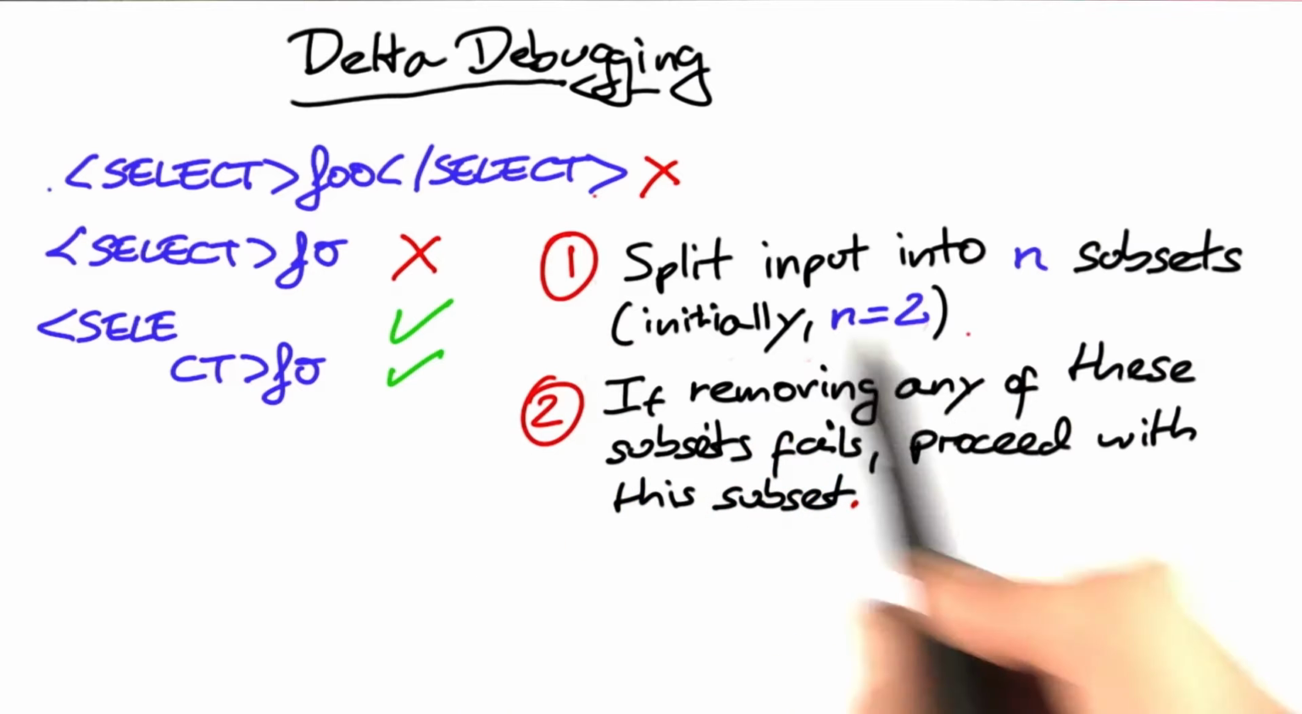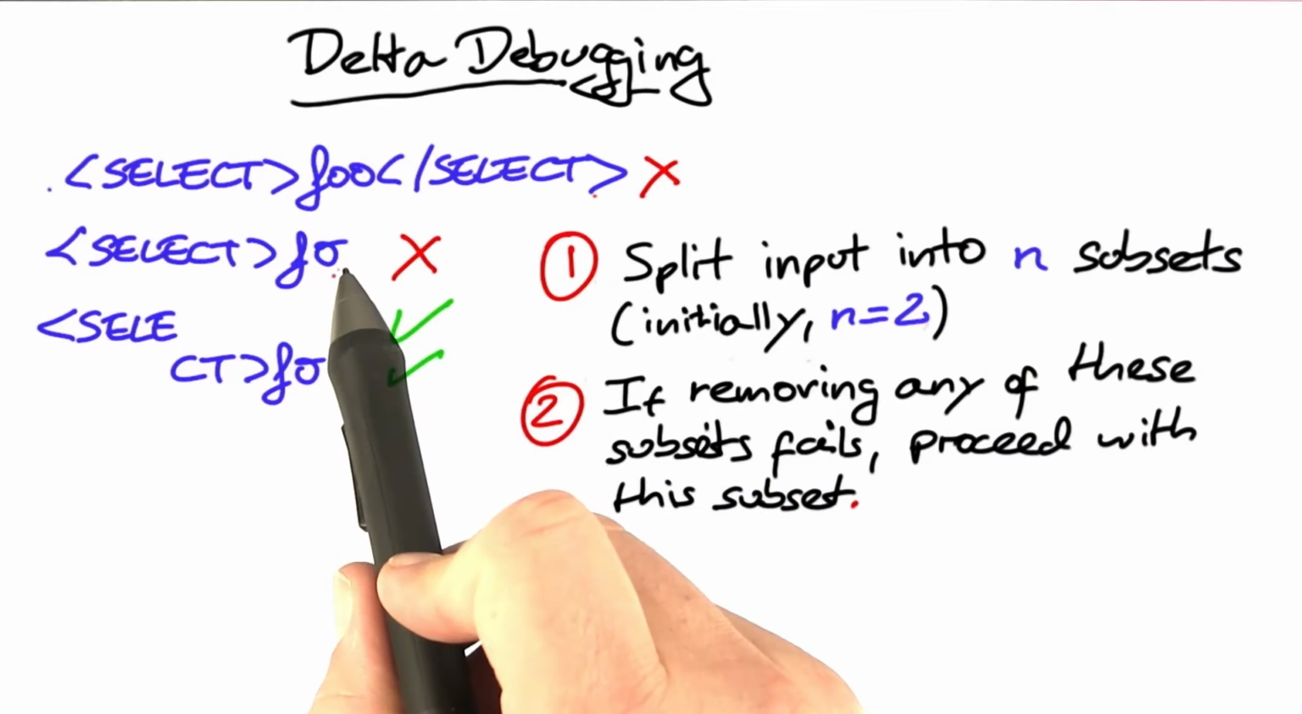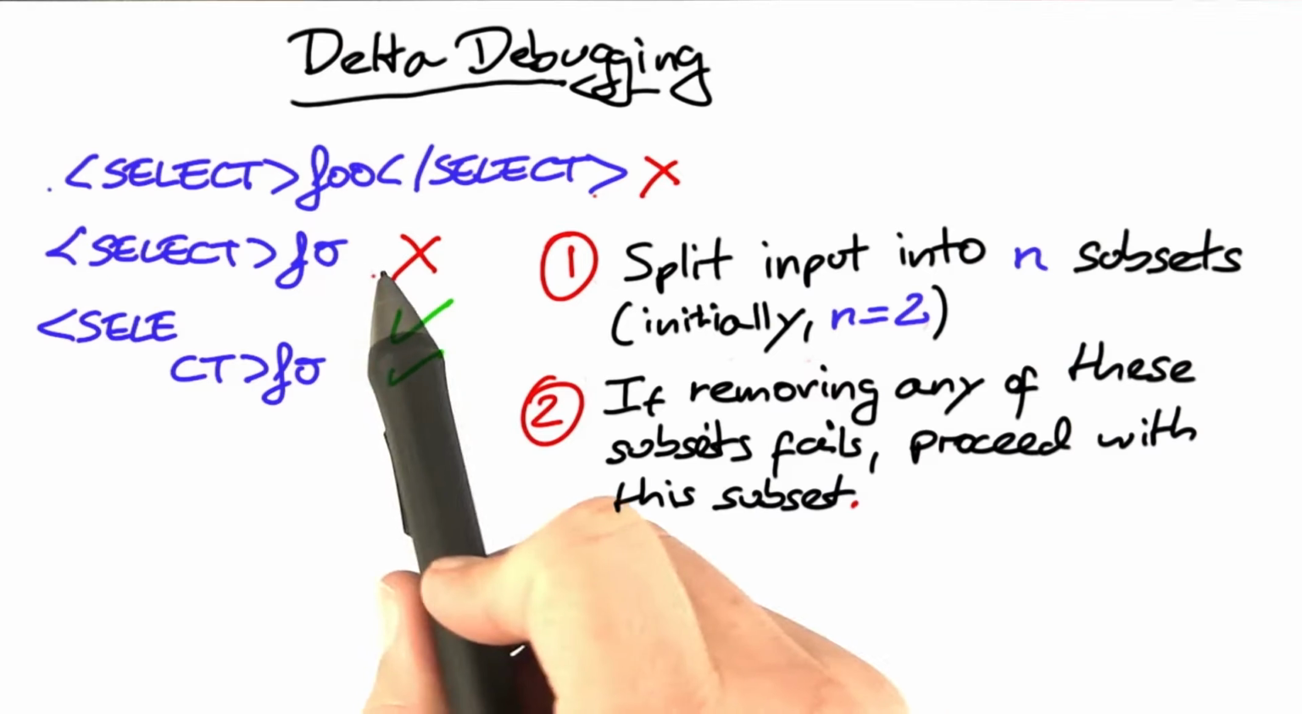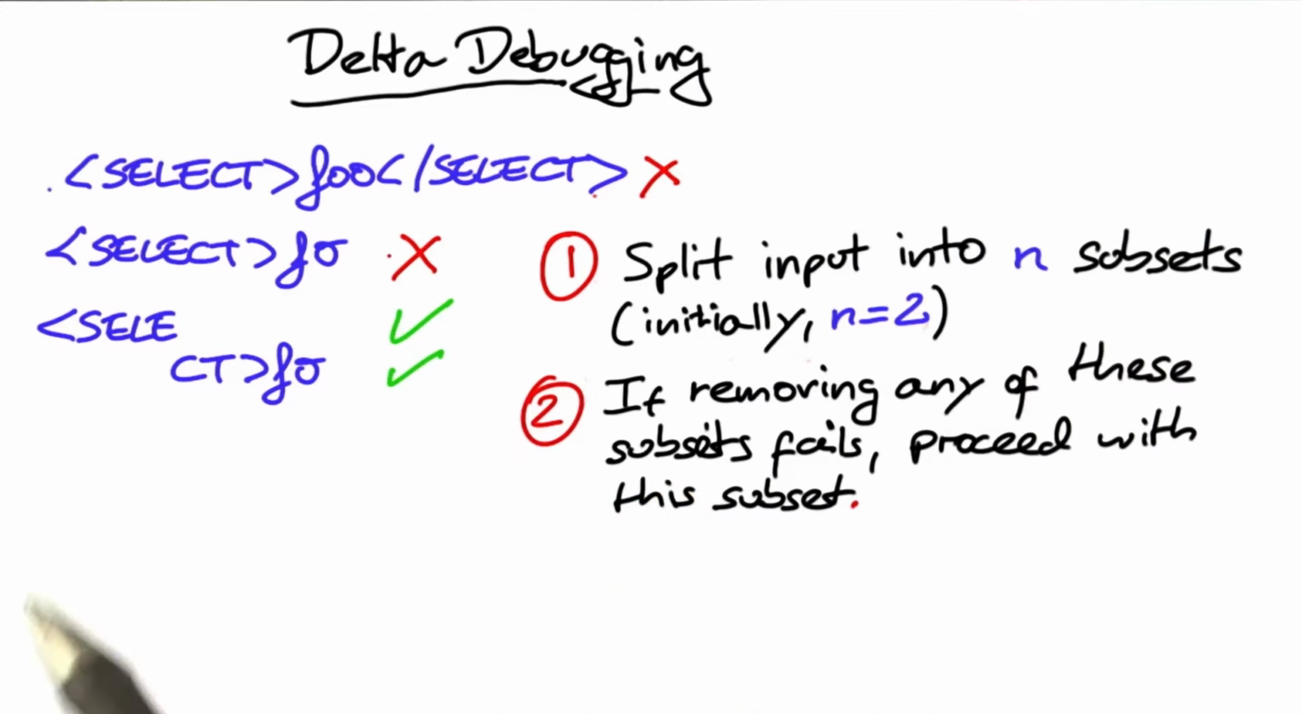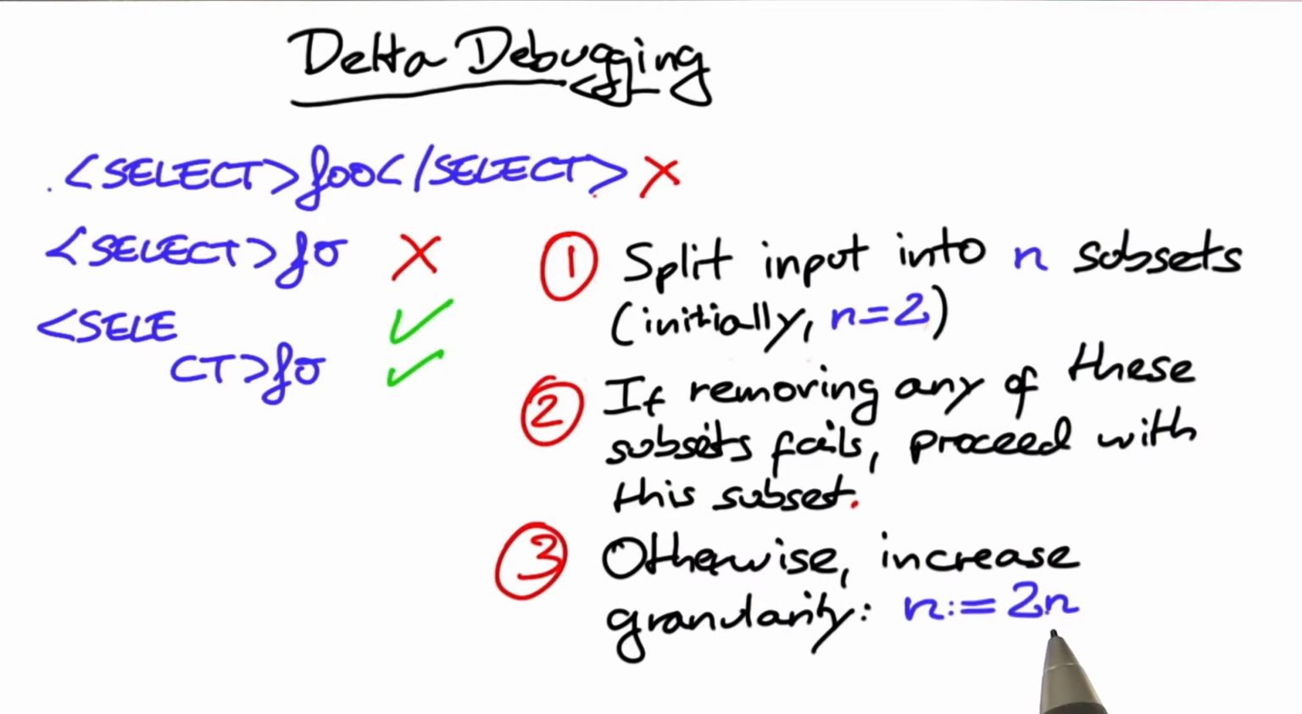We split the input into initially 2 subsets, and if any of these subsets fails, as in here, we proceed with this very subset. Otherwise, we simply go and increase the granularity. That is, we double the number of subsets. And we go again to step 1. Let's try this out on our input over here.